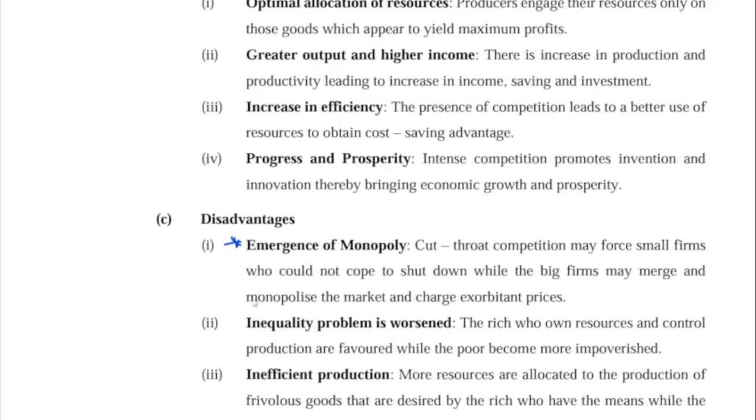Now, inequality problem is worsened. The rich who own resources and control production are favored, while the poor become more impoverished. Okay, inequality problem is worsened. Because apart from the rich who own resources and control production being favored, let's say many people are demanding particular goods that favor the rich. Producers will tend to produce more of those goods while leaving important goods that ought to be produced for the survival of other people.